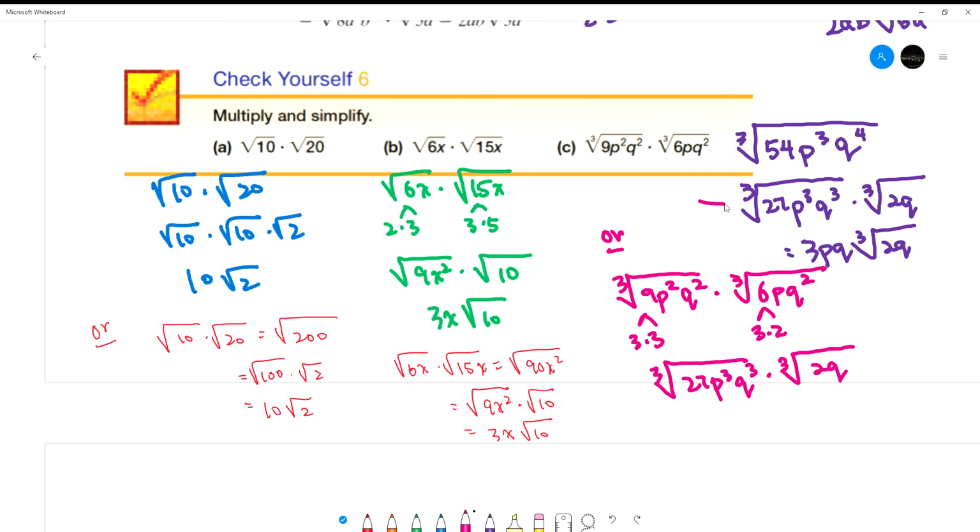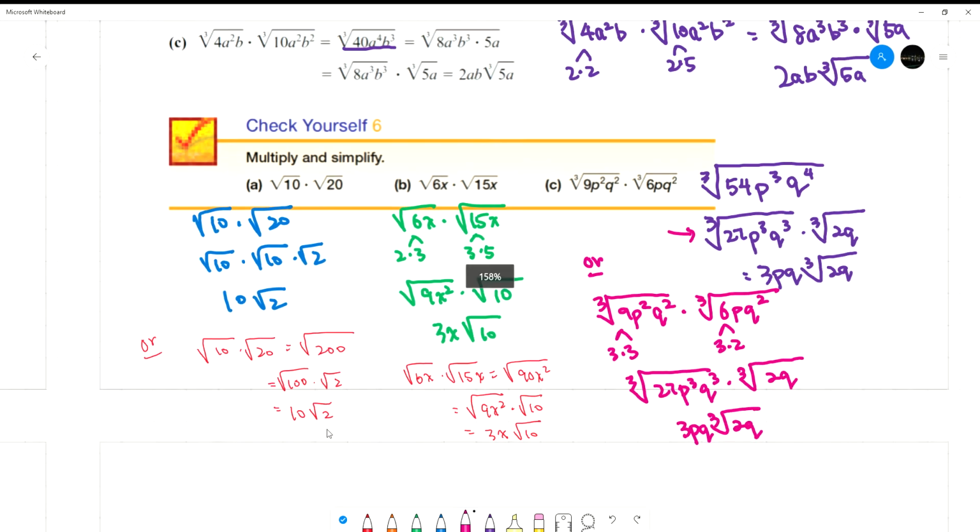So I can basically end up with the same result over here. I just don't multiply it, so I get the 54. So you see how it's the same thing. 3pq cubed root of 2q. Same answer.